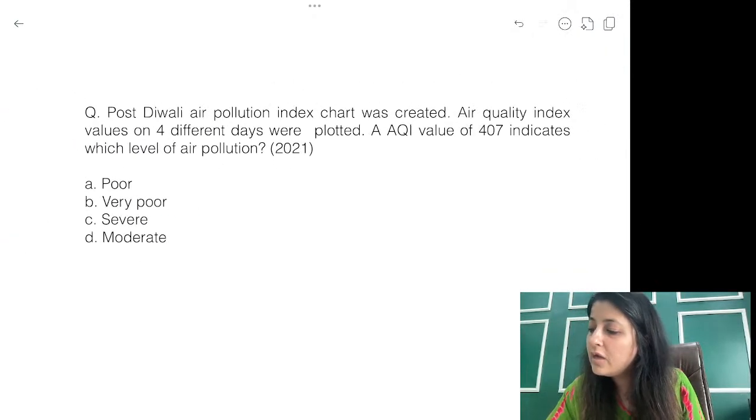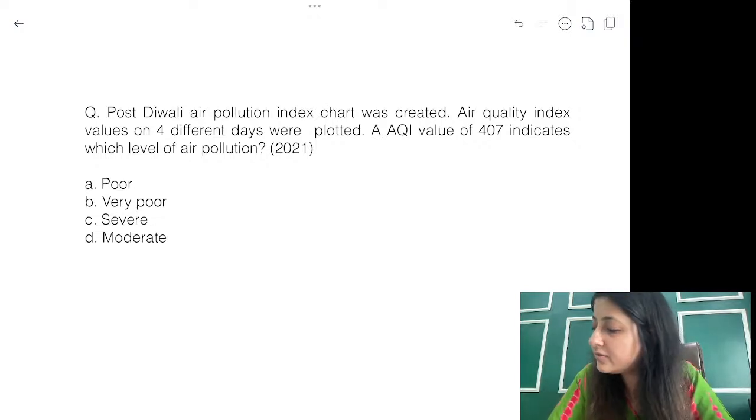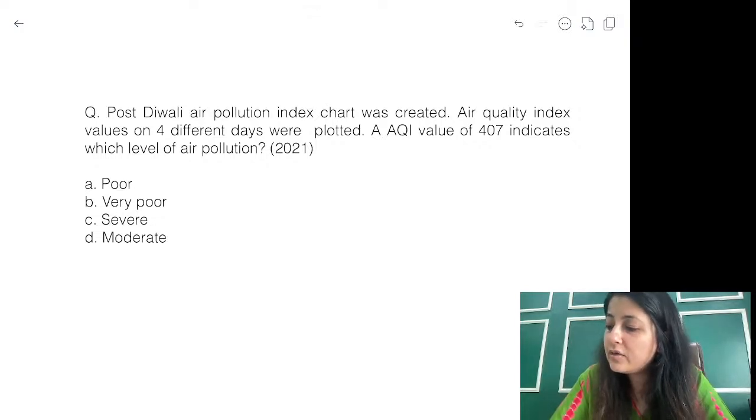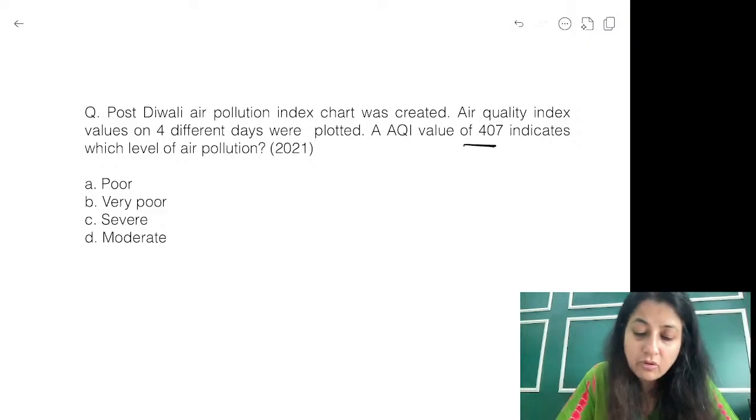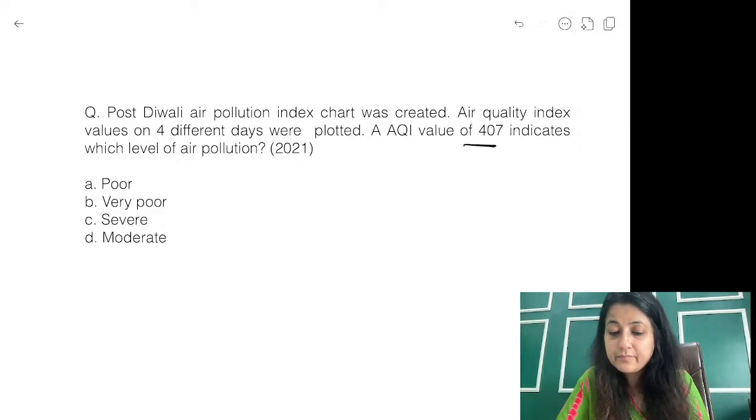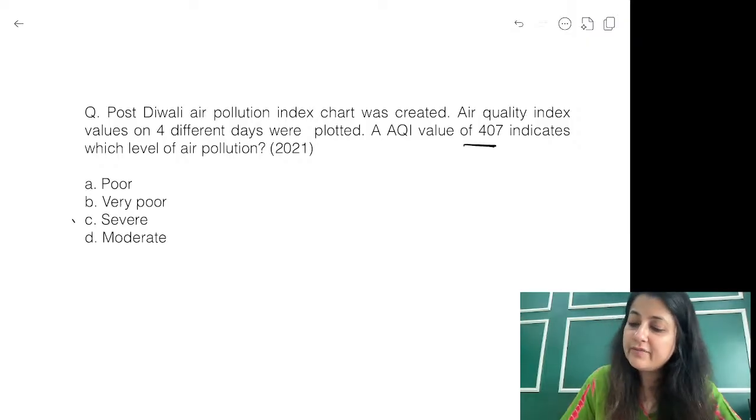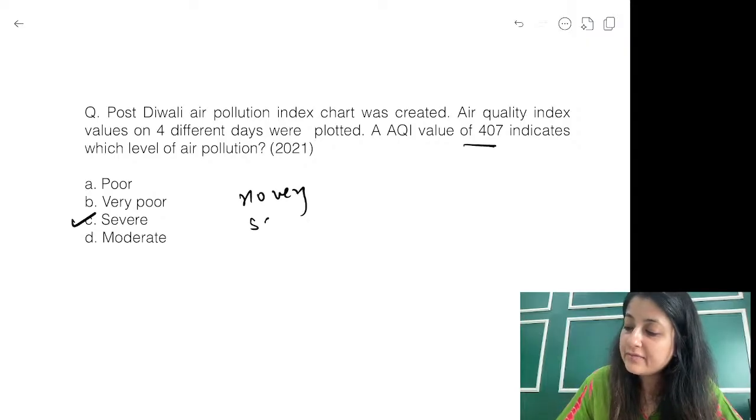2021. Quickly tell me. Post Diwali air pollution index chart was created. Air quality index values on 4 different days were plotted. AQI of 407 indicates which level of air pollution? Good, severe. There is no very severe category. No very severe category.